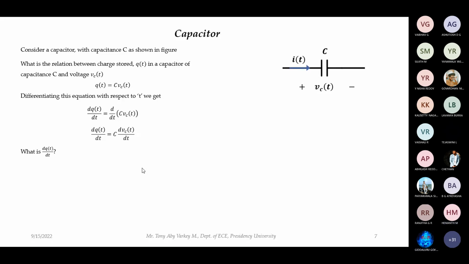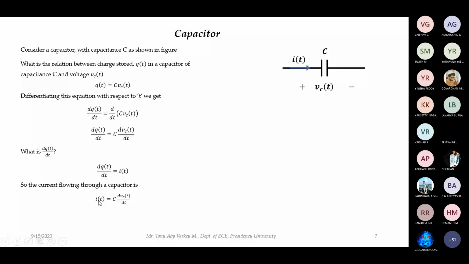Current is the rate of change of charge, actually. How much charge is crossing a particular point at a particular time instant, that is what is meant by current. So dq by dt is nothing but I of t. So I of t is equal to C into dVc of t by dt. This is the equation that you should remember: the current flowing through a capacitor is equal to C into dVc of t by dt. Is it clear?